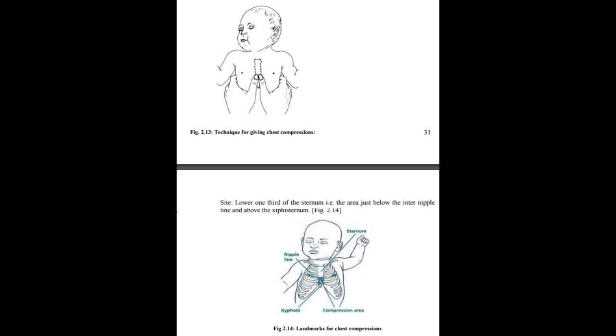If the technique of chest compression is incorrect, it can cause trauma to the heart, lungs, or liver. Excessive pressure over the ribs and xiphoid can lead to broken ribs, laceration of liver, and pneumothorax. Activity 3. Take a mannequin and practice chest compression using thumb technique.